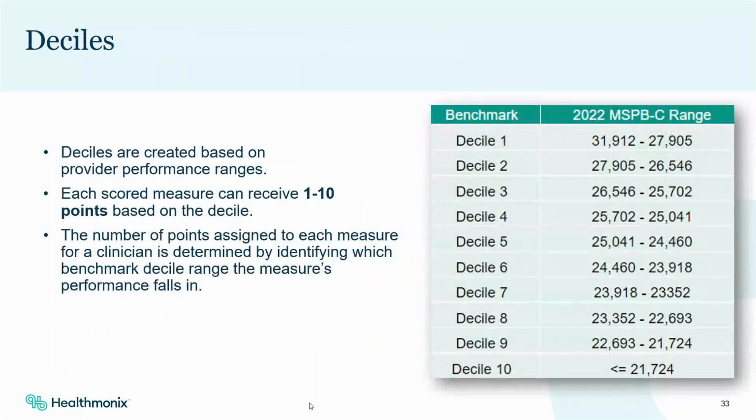We use those benchmarks to create the deciles, and this is how we determine where your score will fall from 1 to 10. So we're taking this average benchmark, and then we are averaging all of a practice's costs for each of their episodes, and then through risk adjustment, we can compare that to the benchmark and determine where it falls in one of these ranges.